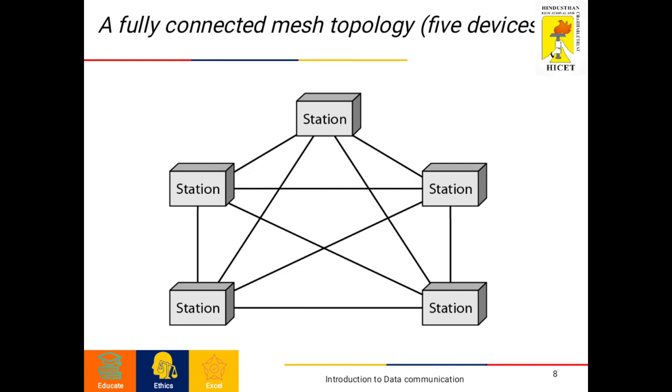The main advantage of mesh topology is that it uses dedicated links. Each connection can carry its own data load, so it eliminates traffic problems in the network. Second, if one link becomes unusable, it does not incapacitate the entire system, so we have to replace that connection alone. When every message travels along a dedicated line, only the intended recipient sees it. These are all the advantages of mesh topology.